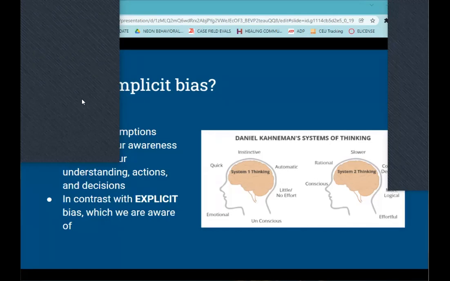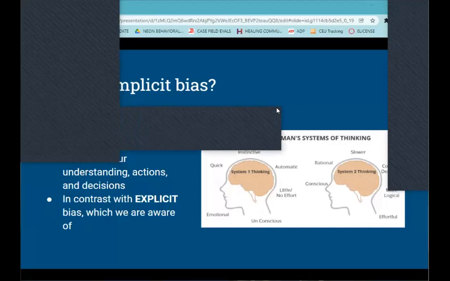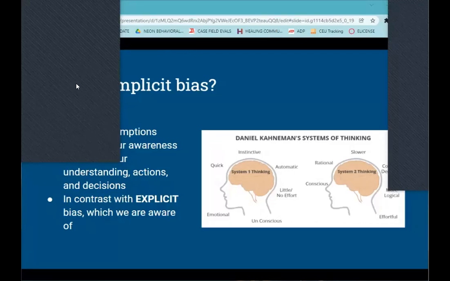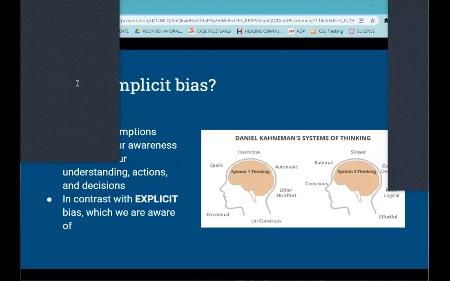And you can't stop doing that. We need system one thinking. I do not have the time or the energy to sit and do system two thinking for every single decision that we make. We have to operate instinctively and with automatic, little or no effort, unconsciously. That's not going to change. What can change is our awareness of how that system might be biased, and efforts to change that.